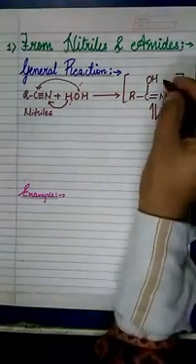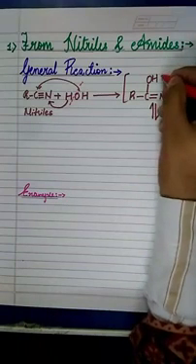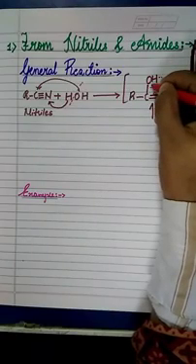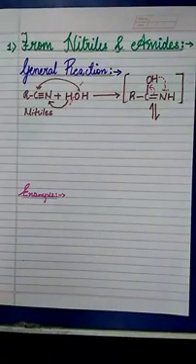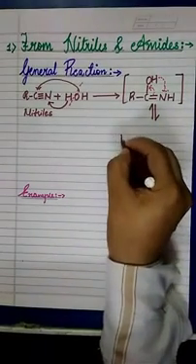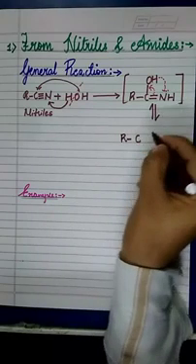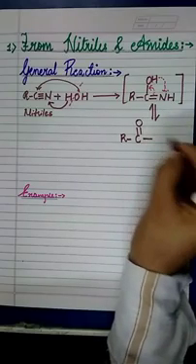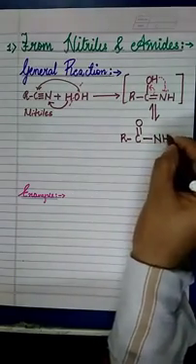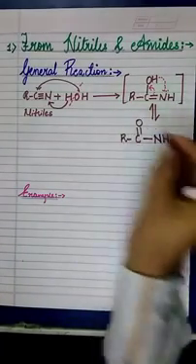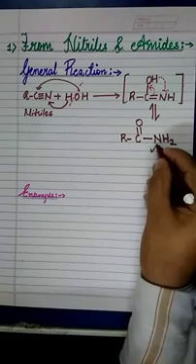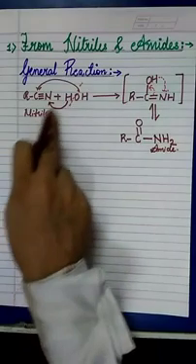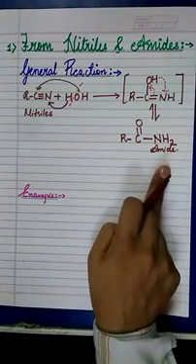Now this H will move to nitrogen, and the double bond will move towards carbon and oxygen. So we will obtain R C double bond O, and NH will be converted into NH2. This is your intermediate compound. It is known as amide. Now here from nitrile we are getting an intermediate compound, that is your amide.